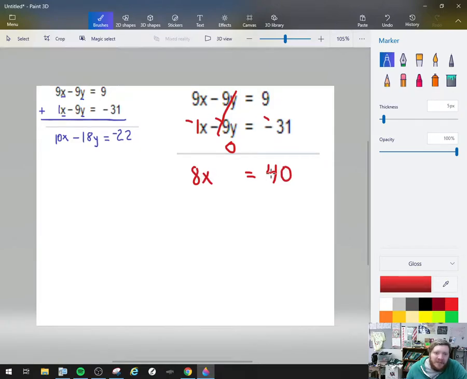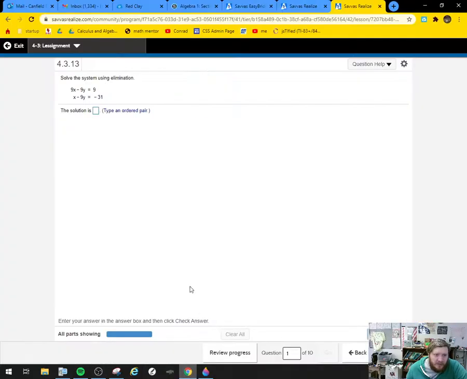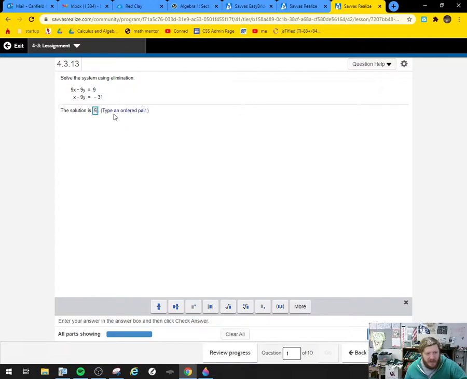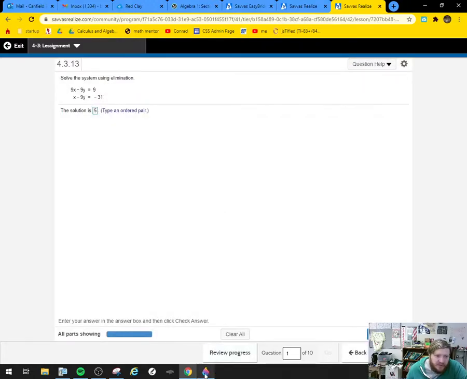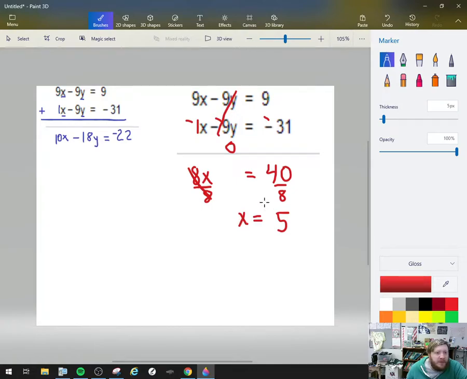This is 8 times x is equal to 40, so to solve it, we just divide both sides by 8. There's only one variable left. x is equal to 5. So the thing is, remember, before, the solution is 5 is incorrect. And this is because we need an x and a y. So it's super important that we know which one's which.